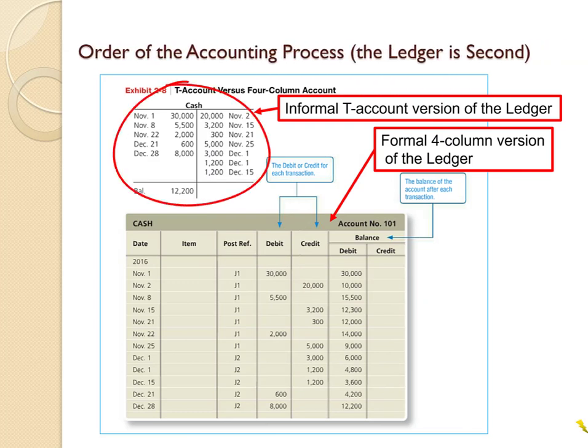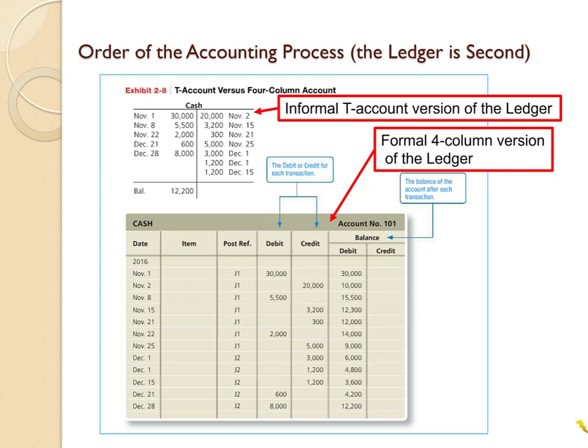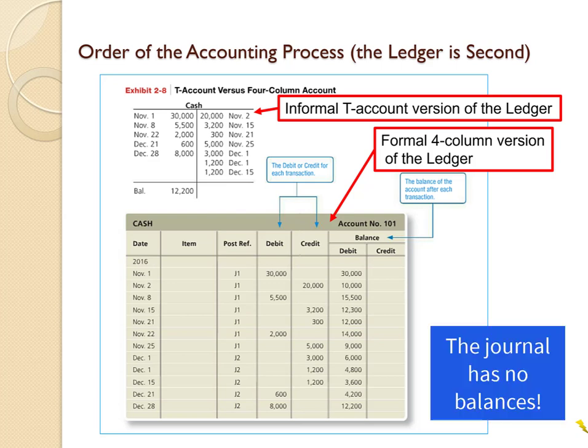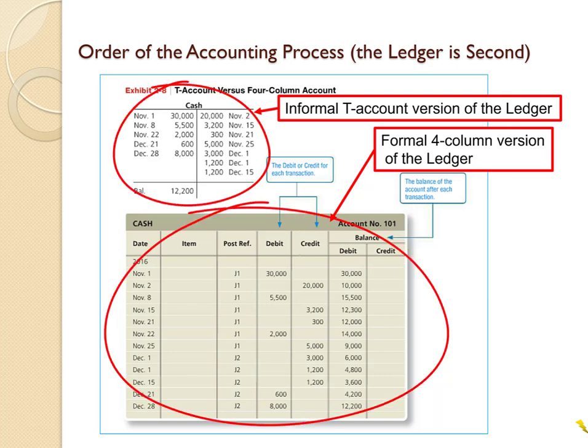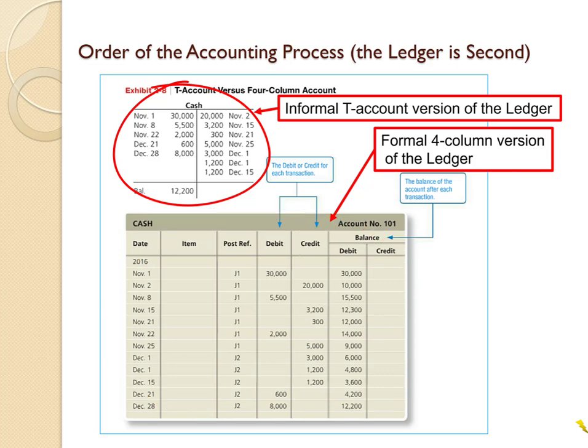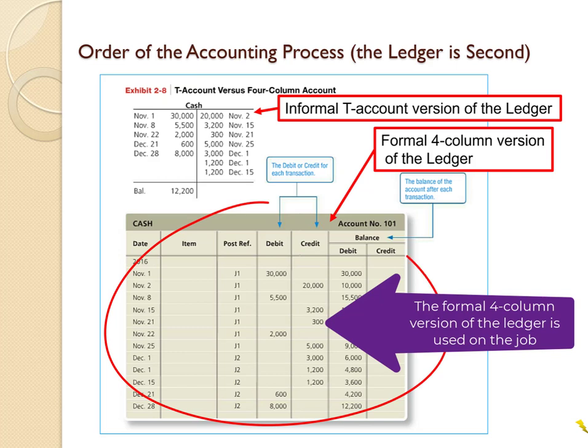So here are two images of two different types of ledger. Notice the account is just cash. So in the ledger, there will be a section for the cash account, the accounts receivable account, the accounts payable account, etc. So an important difference between the journal is the journal has no balances, but the ledger does have balances. So on this slide, we are looking at two different versions of the ledger. Both show the same cash account for the same company. The informal T account version is used for learning accounting. The formal 4-column version of the ledger is what you would use on the job.